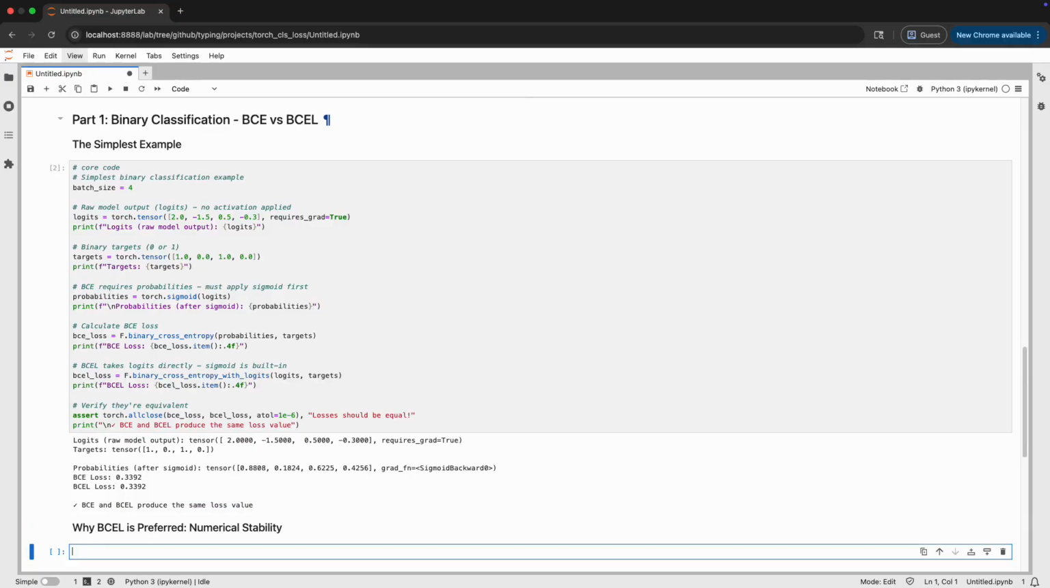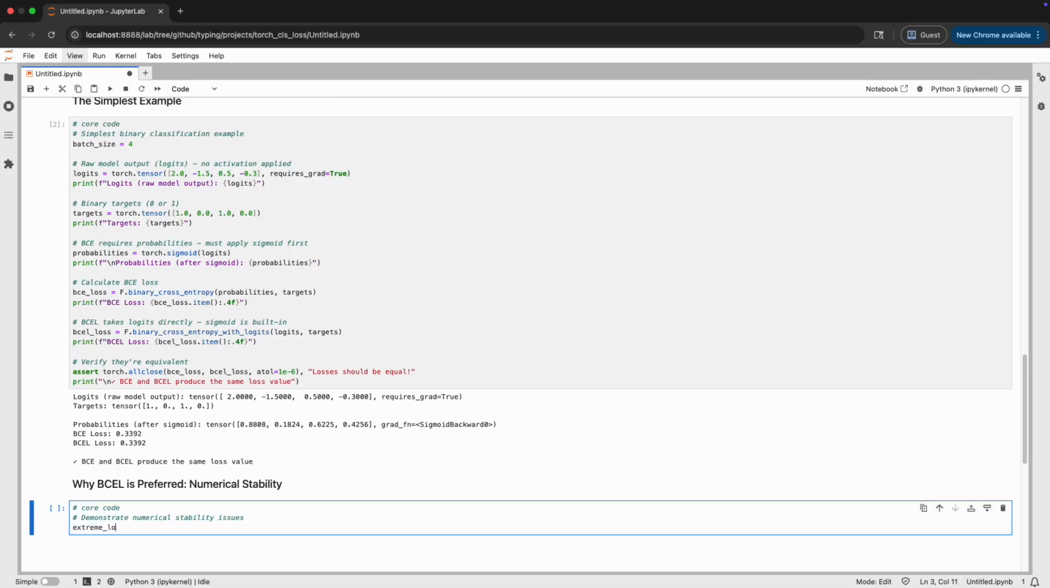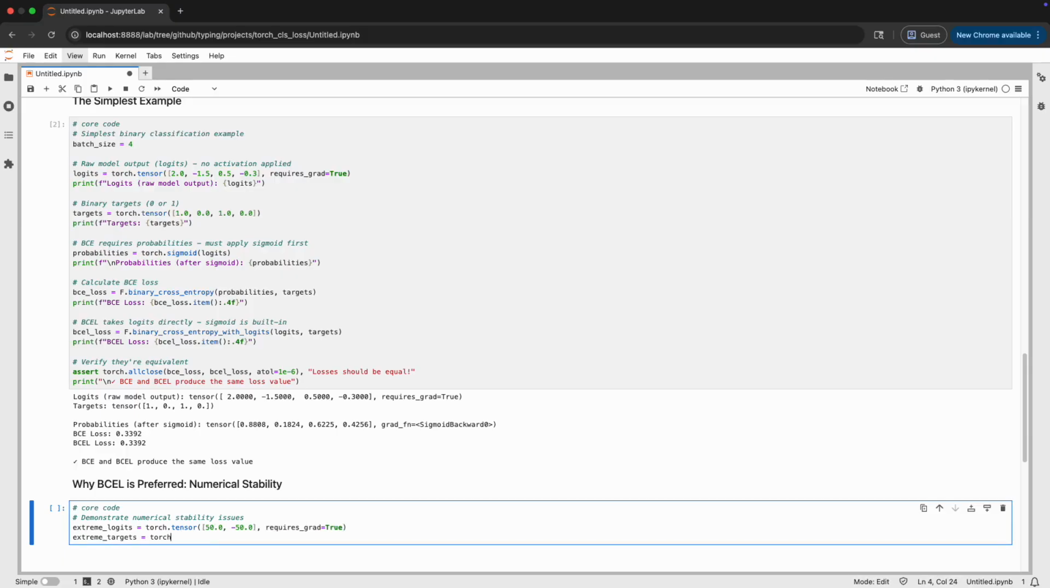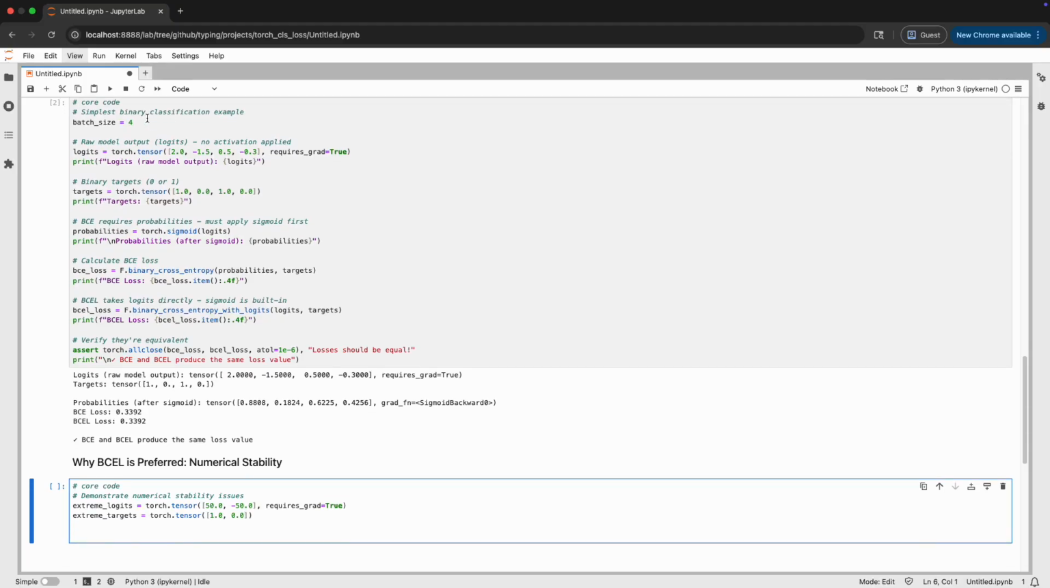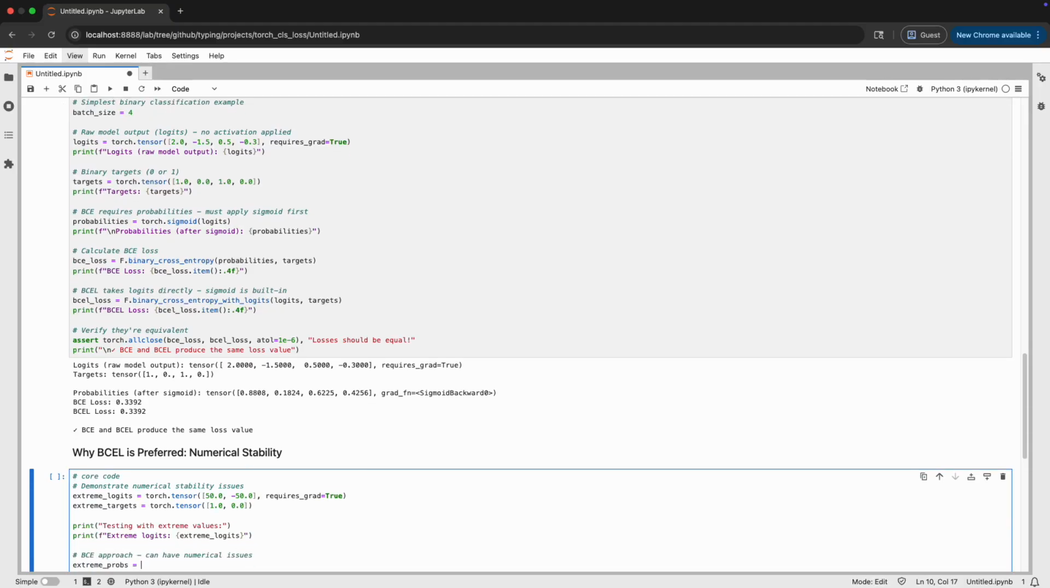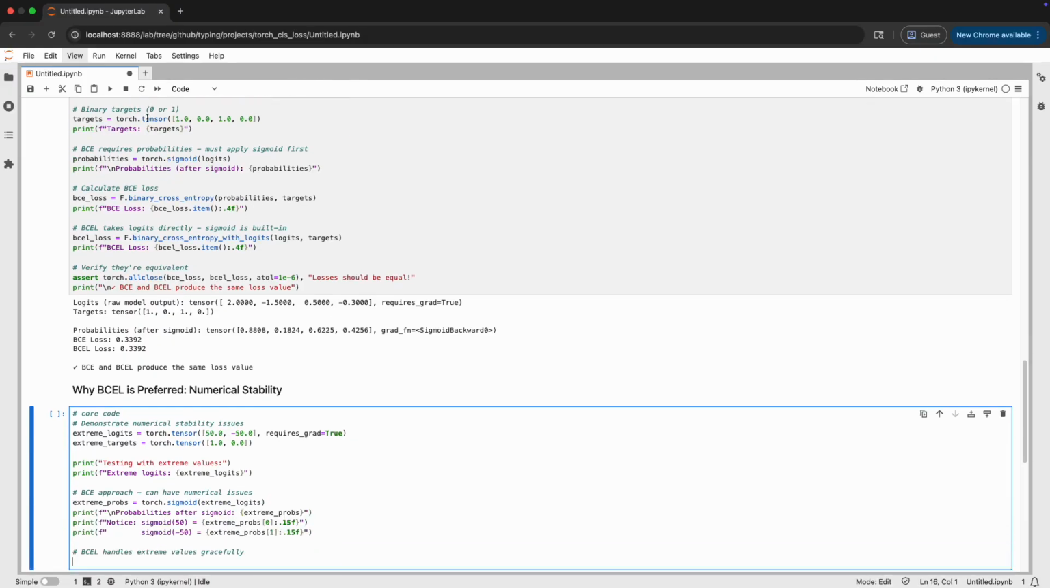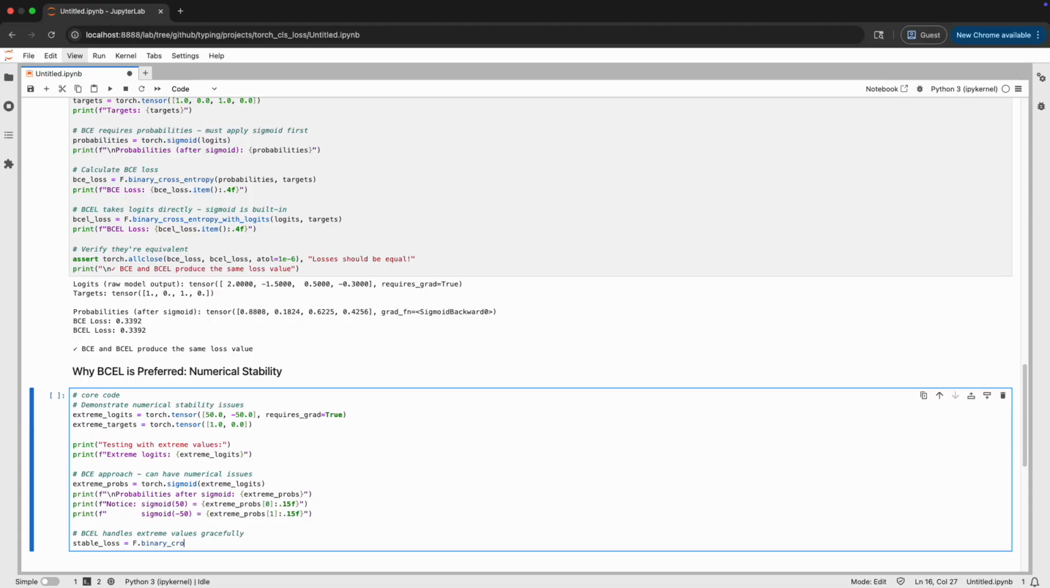Now let's explore why BCEL is actually preferred over BCE, and it all comes down to numerical stability. This is a critical concept that can prevent bugs in production systems. Let me demonstrate the numerical stability issues with extreme values. I'll use logits of 50 and -50 to show what can go wrong. When we apply sigmoid to these extreme values, watch what happens. Sigmoid of 50 becomes exactly 1, and sigmoid of -50 becomes effectively 0.